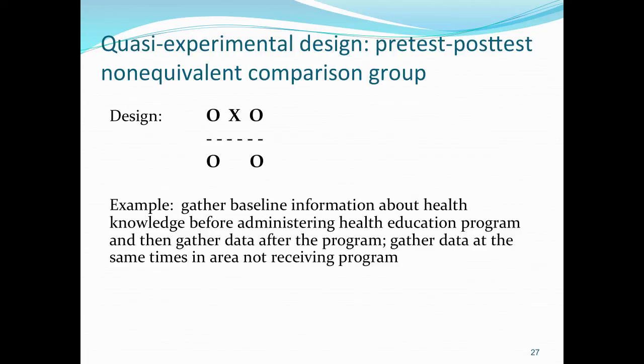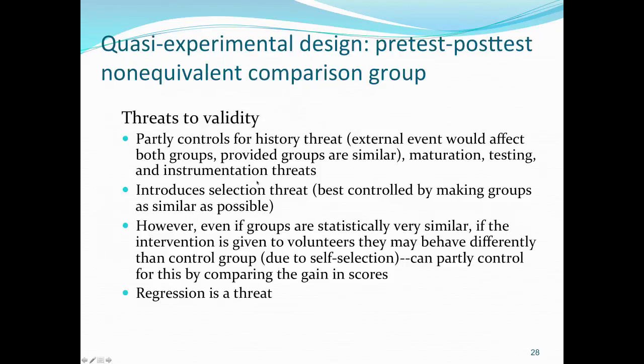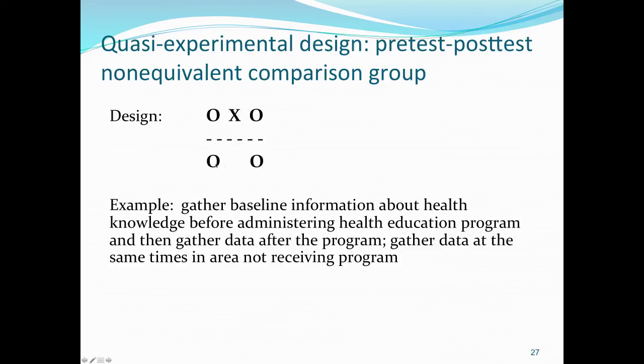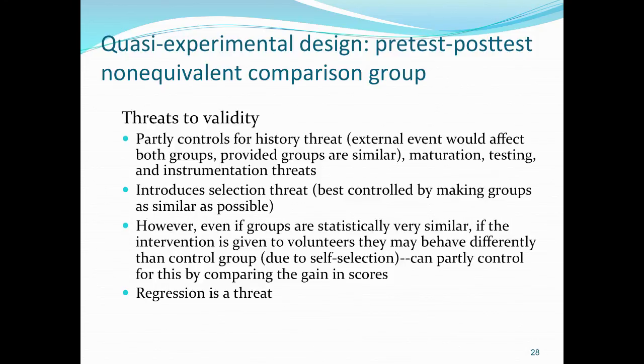also the testing threat. So if there was some learning between this O and this O, it would be picked up again in the change between these two observations. In a way, you can think of this comparison group as acting as a sponge for all the threats, or several of the threats that might be rival hypotheses to our program. So again, history threat could be controlled, maturation, testing, and if the instruments changed across the groups, you would be picking that up as well in the comparison group level.